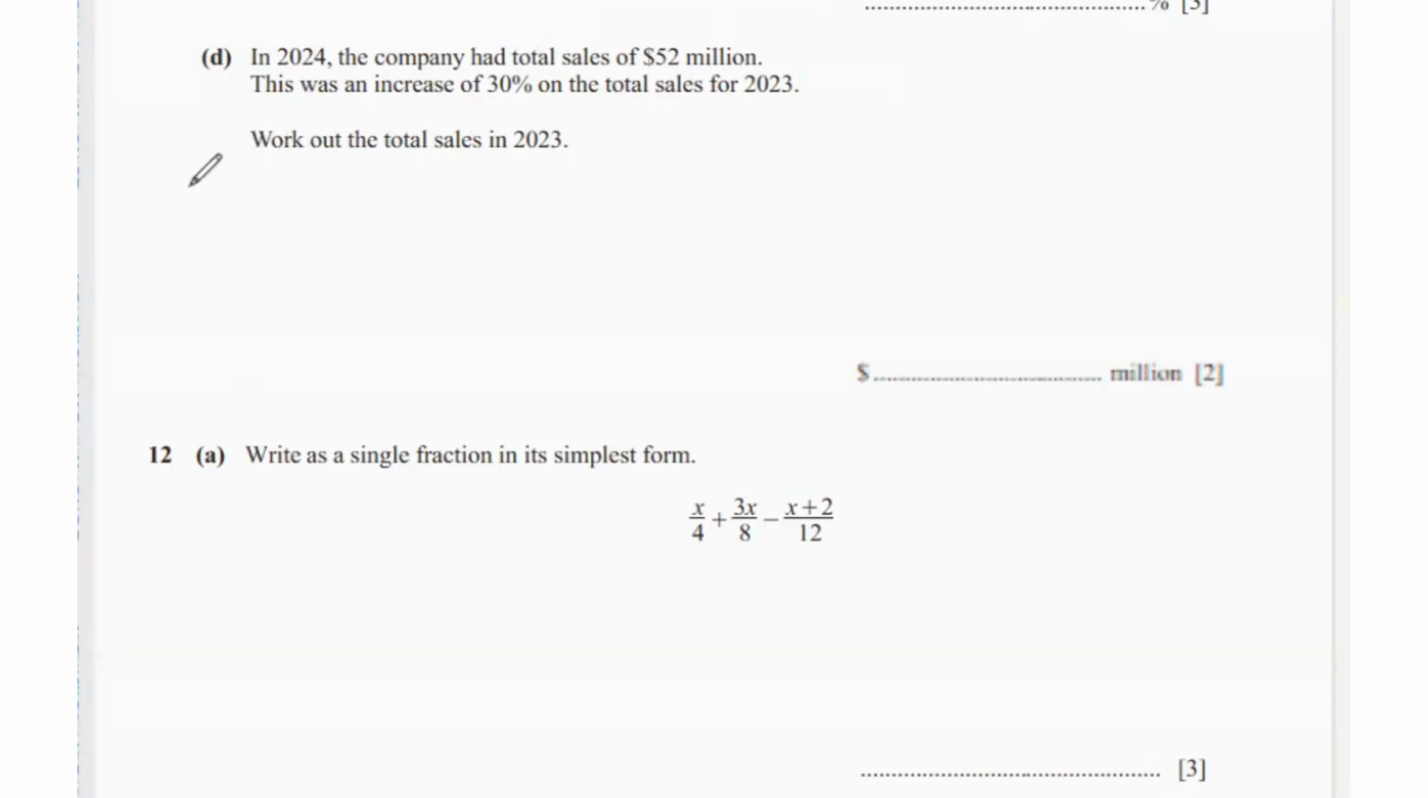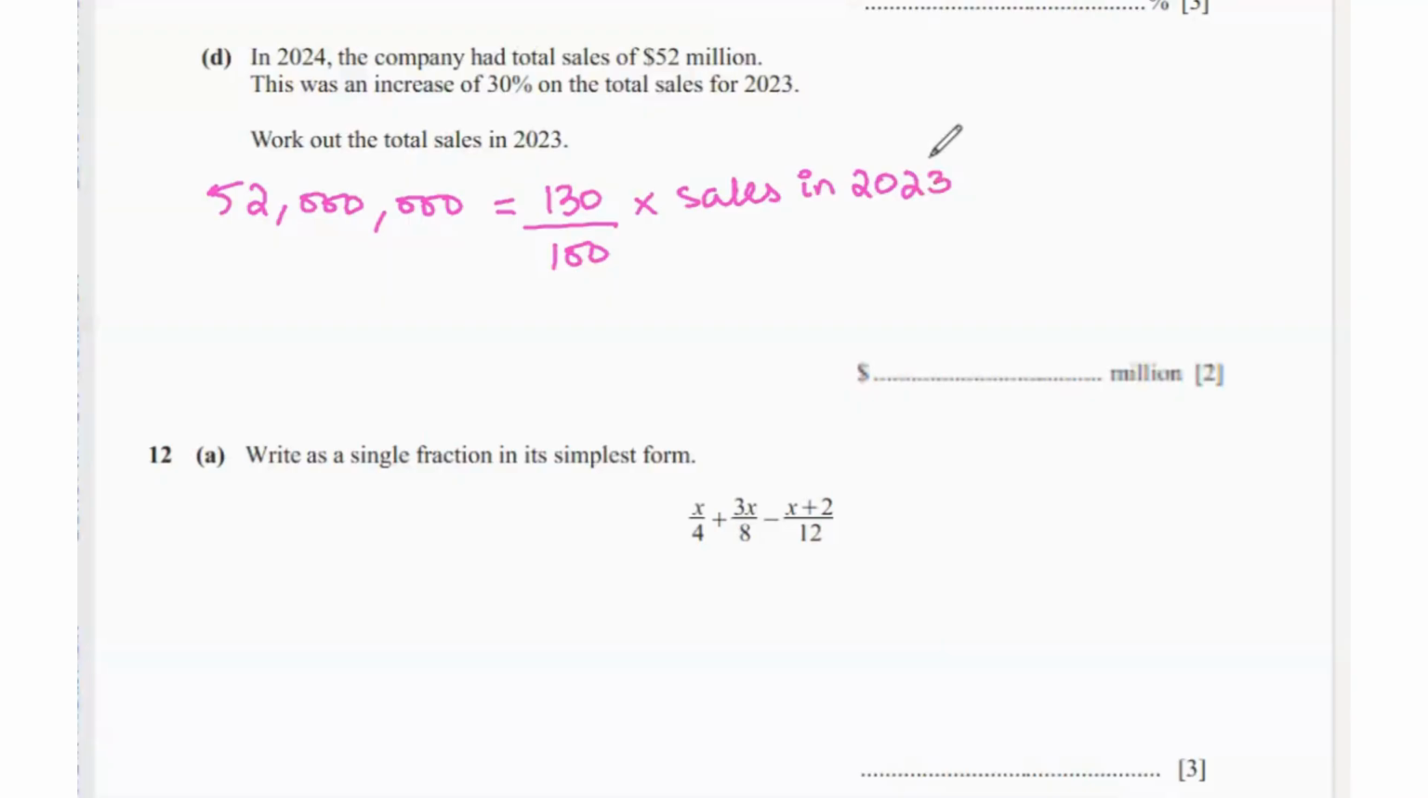So if 52 million is an increase of 30% on the sales of 2023, that means 52 million represents 130% of sales in 2023. Once again, the 2024 sales shows a 30% increase. That means of the 100% in 2023, we're adding a 30%. So this equals 130% of the sales in 2023. So once again, cancel out the 0. Now we have 13 over 10.